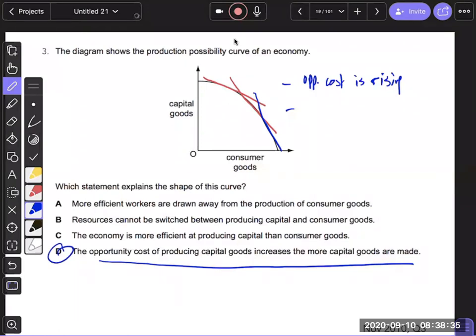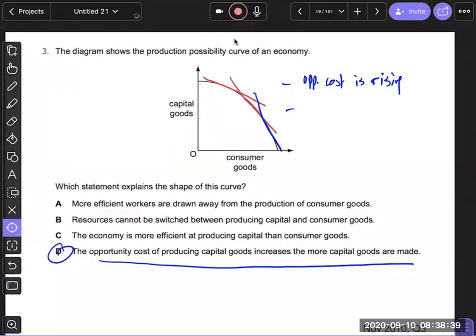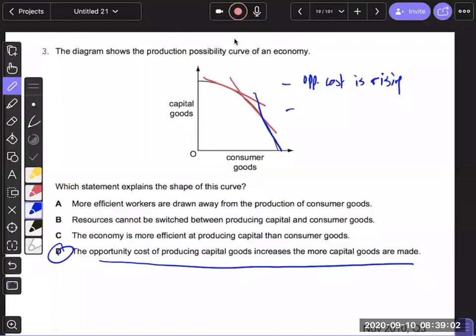Exactly. As you make more of any good, be it consumer good or capital good, the opportunity cost will increase. As we go from here to here, you will realize that for every Y that you sacrifice, you're getting less and less of X, or in short, for every X that you sacrifice, you will get less and less of Y. Make sense? So this is why this is called the rising opportunity cost.